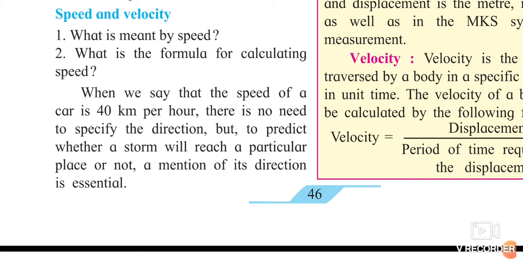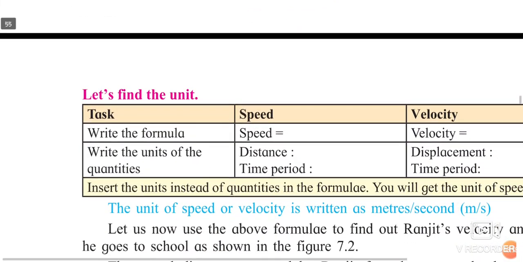But to predict whether a storm will reach a particular place or not, you mention the direction. For example, if the storm is arriving from the Arabian Sea and coming near the west coast, you specify that it is reaching the west coast and will go on to the east coast. So here the direction is specified.